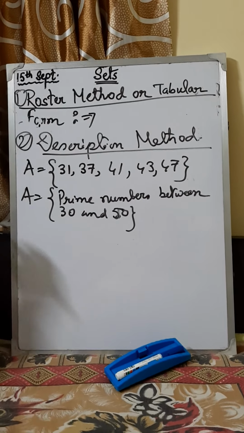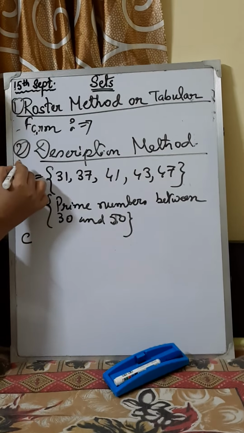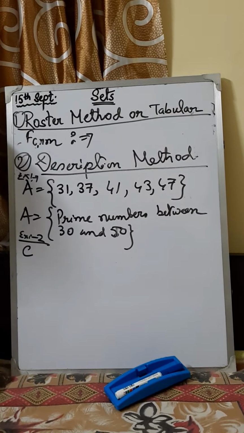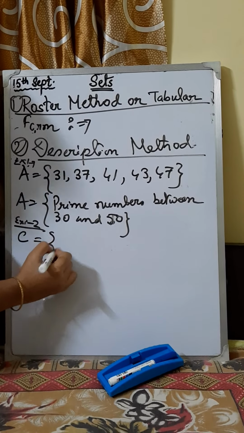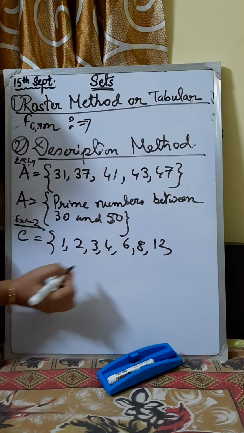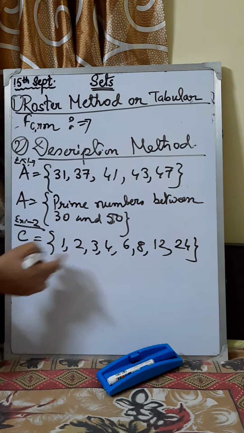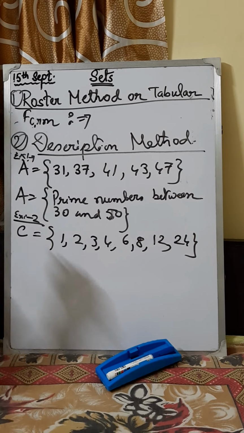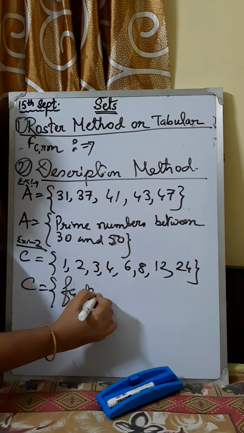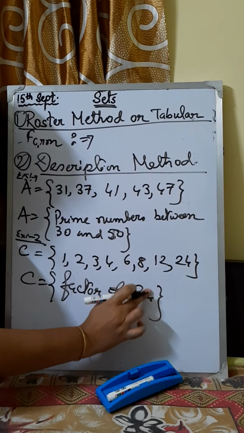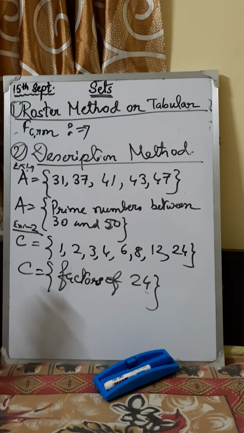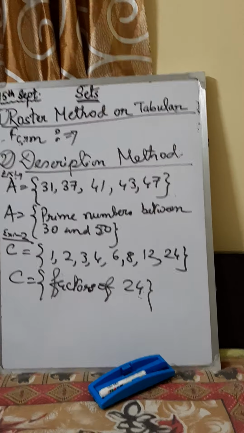Take another example, example 2. If it is given C equals 1, 2, 3, 4, 6, 8, 12 and 24, see, these are all the factors of 24. So you can write C equals factors of 24. This is known as the description method.